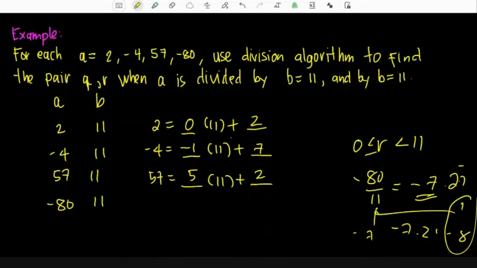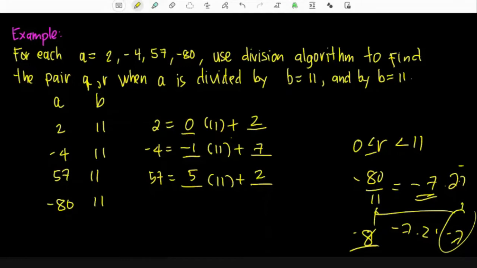Yun yung GIF. Ay, sorry, baliktad ako. Negative 8 dito, negative 7. So, pag ginawa mo yung GIF, negative 7 lalabas. So, ang kukunin mo, hindi yung negative 7. Ang kukunin mo yung negative 8. So, ang tawag doon, floor function.